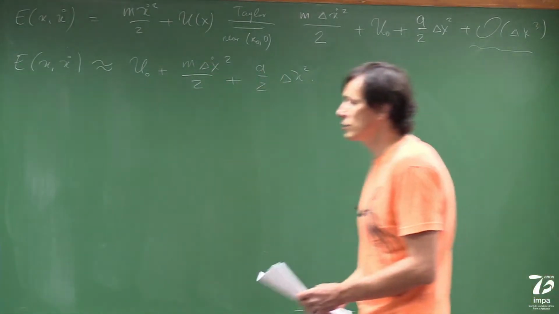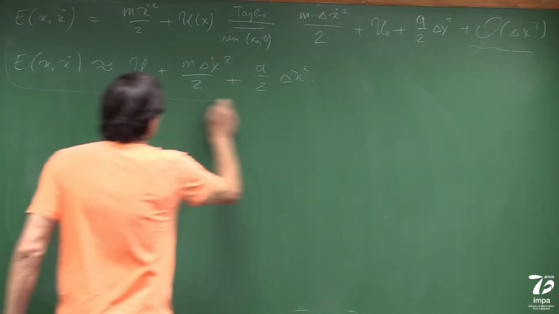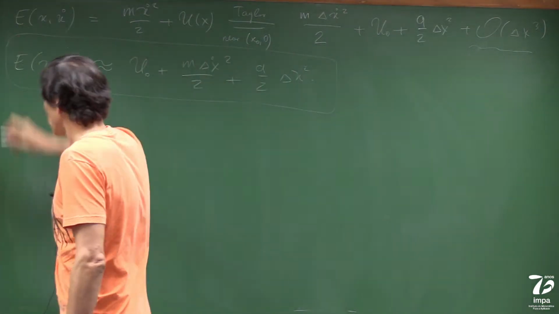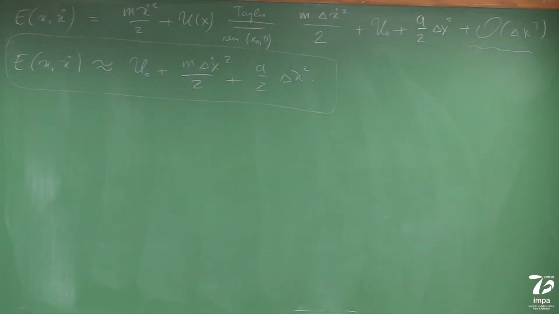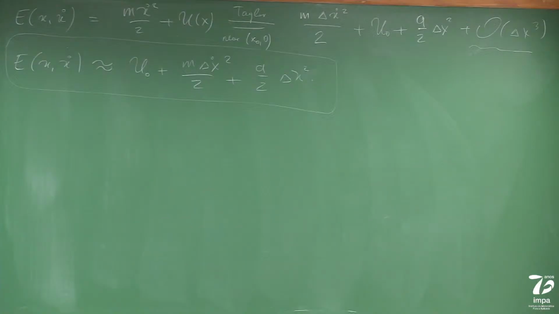So we have the equation near the equilibrium, and we have the energy near the equilibrium. With these two pieces, we can describe the local dynamics completely, and we will do it after coffee. So, break.